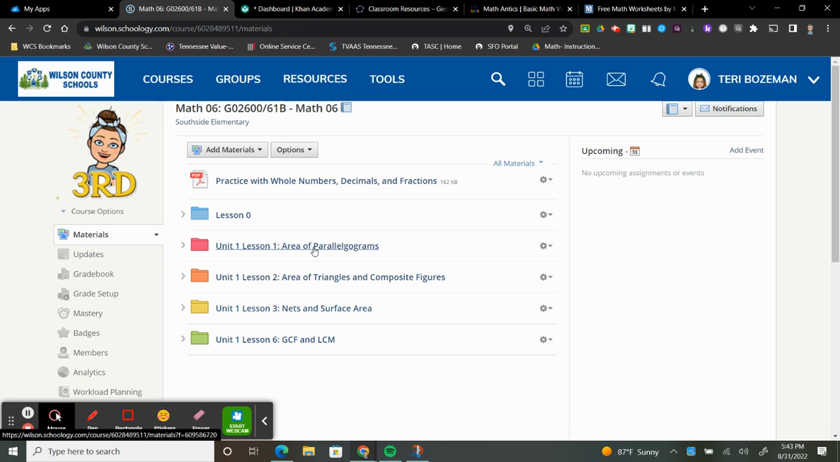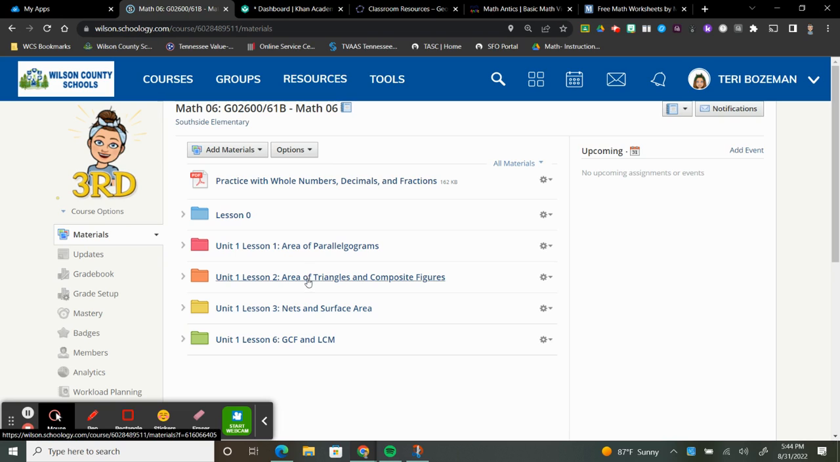Then we moved into area of parallelograms, area of triangles, nets and surface area. We just finished that up today for most of my classes. My third period class finished that yesterday. And then we're moving into greatest common factor and least common multiple.